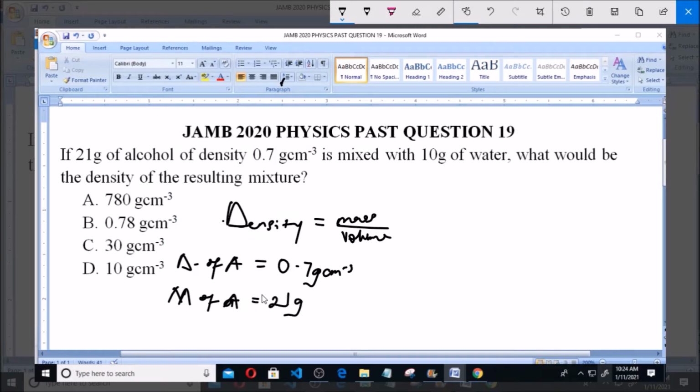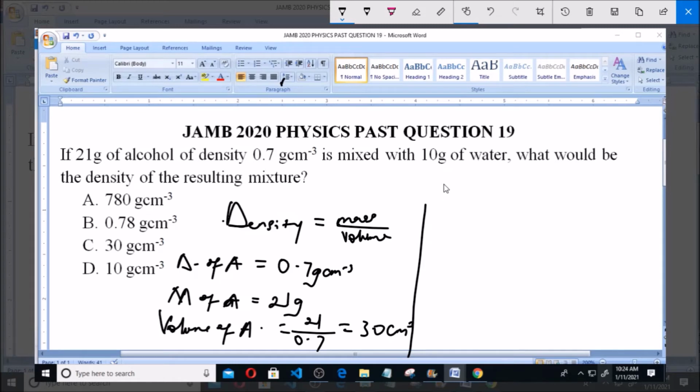So now we can get the volume of alcohol, since we know that density is equals to mass over volume. So volume will be equals to mass over density. And so the volume of alcohol will be equals to the mass, which is 21 all over density, and that is 0.7, and that will give us 30 centimeter cube. So the volume of alcohol in the mixture is 30 cm cube.